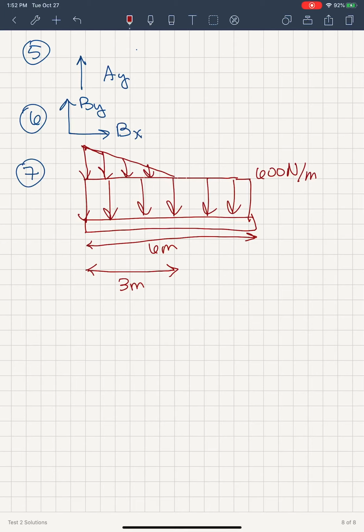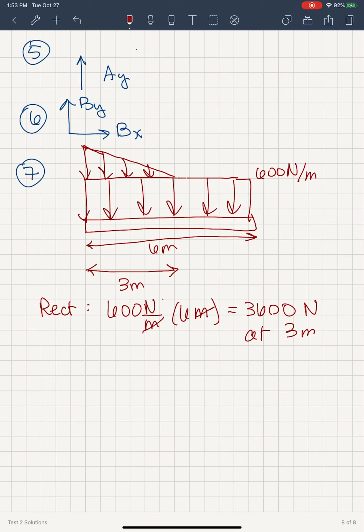So the big rectangle is going to be 600 newtons per meter times 6 meters. So that's going to give us 3,600 newtons. 3,600 newtons. So meters cancel out, and that's going to be at 3 meters. So at the center point, say 3 meters from A.